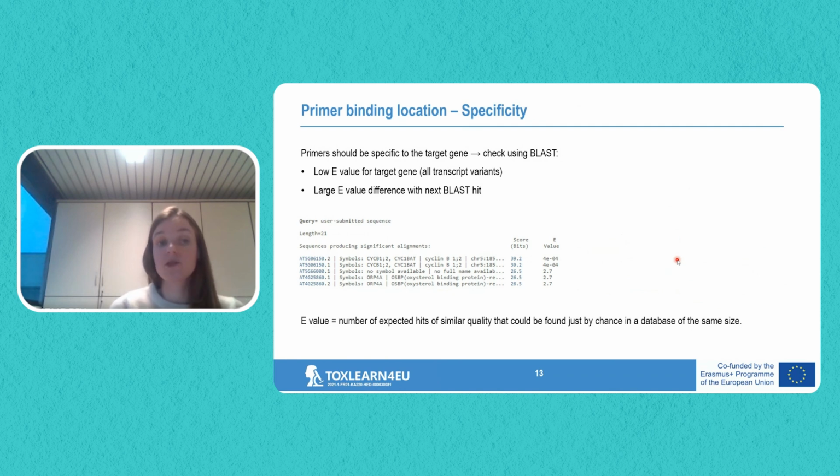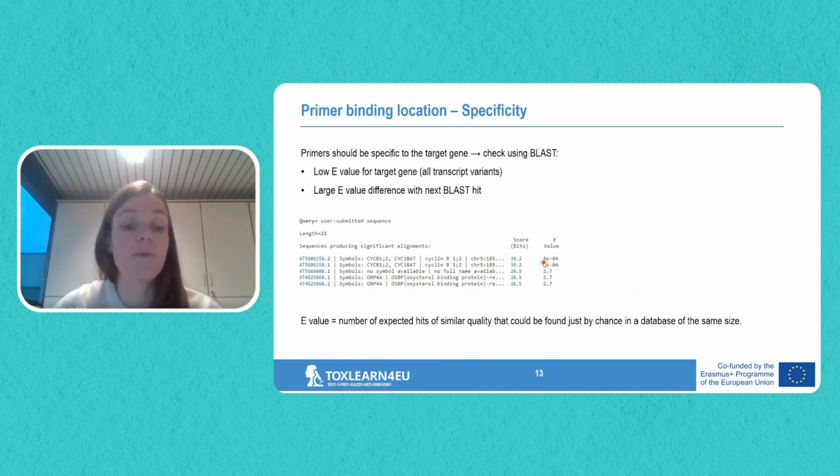Then another thing to consider regarding the binding location of primers that you design is that they should be specific. So let's say you want to develop primers for a specific gene. In that case, the primer should only be able to bind to that gene and not to other genes in the genome of your organism of interest. And this is something that you can check using BLAST. So on NCBI, you can go to the page for blasting. You can blast the primer sequences. And what you should look at then is the E value that you obtain.